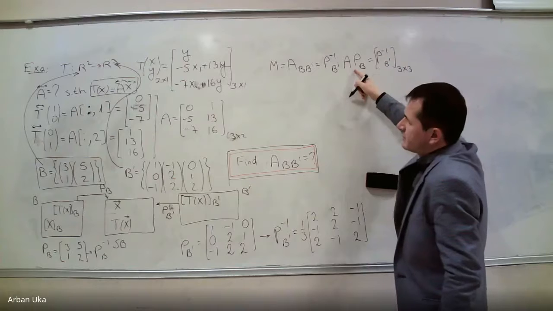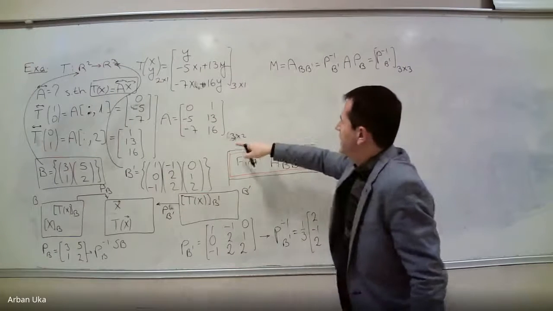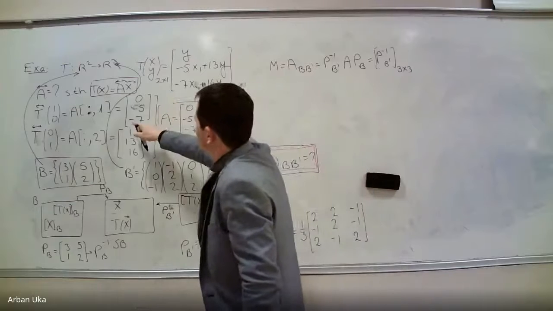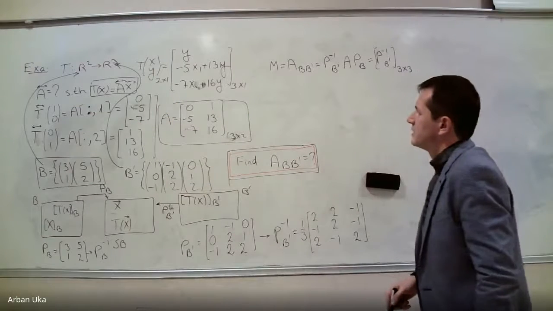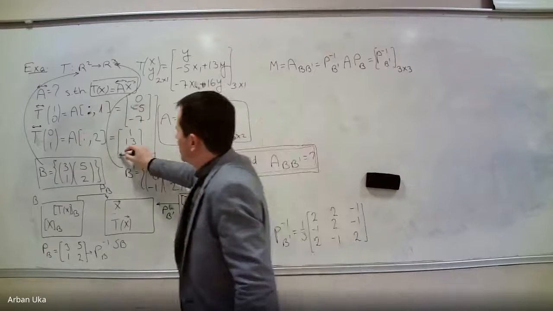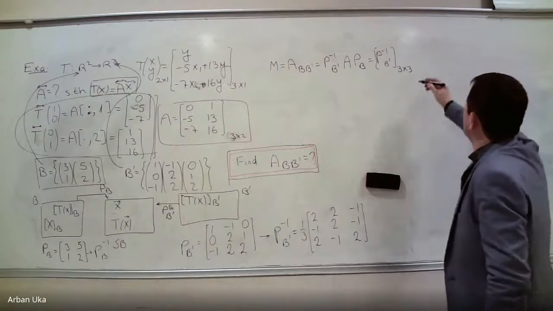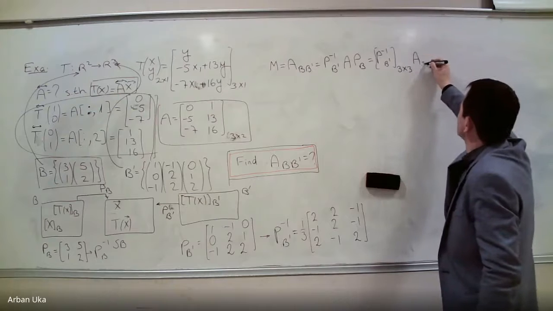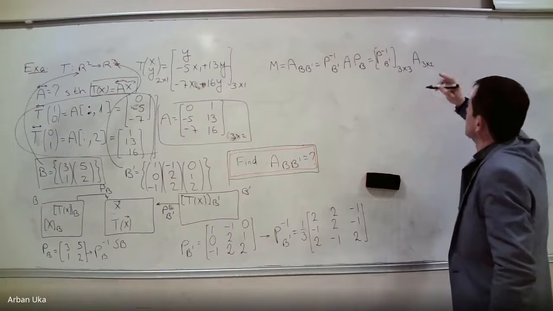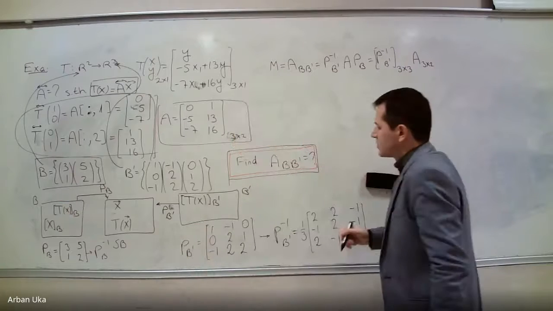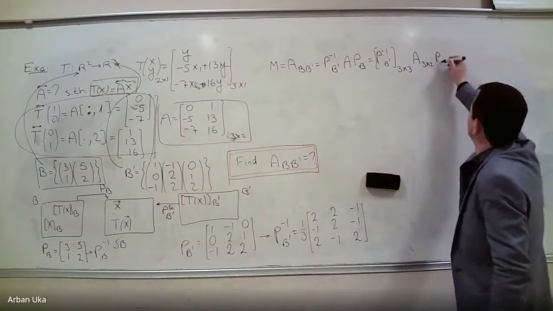So what is A? If we have a look, A is 3 by 2. So here we have the matrix A, which we found in this section. The values of A we determined in here. Then we multiply with the PB, which is 2 by 2.